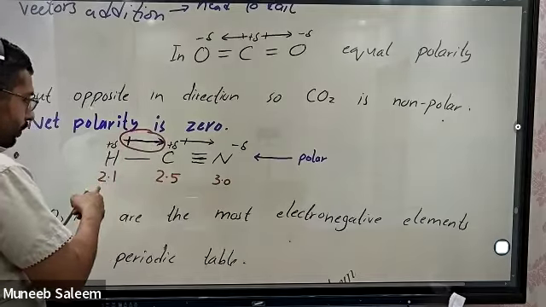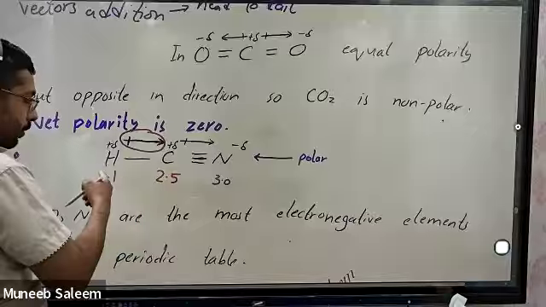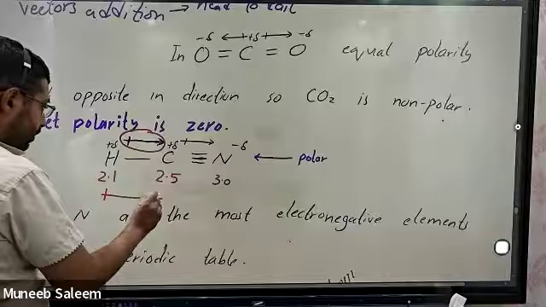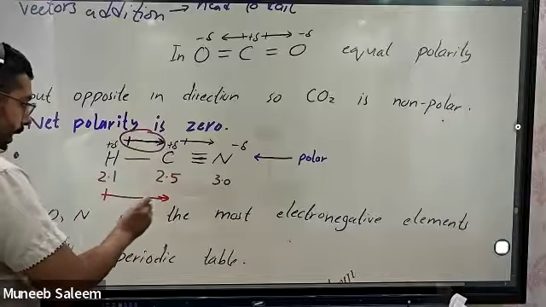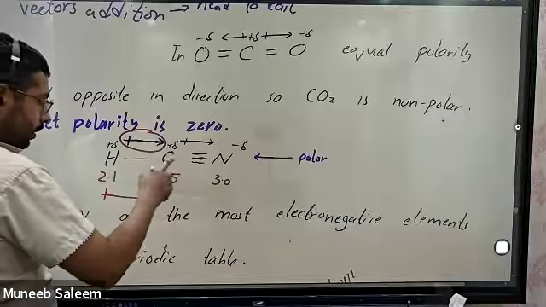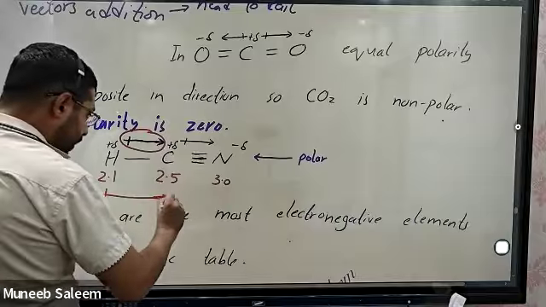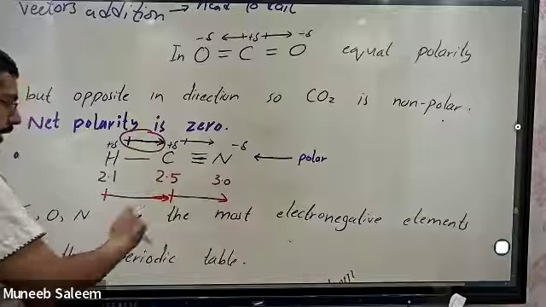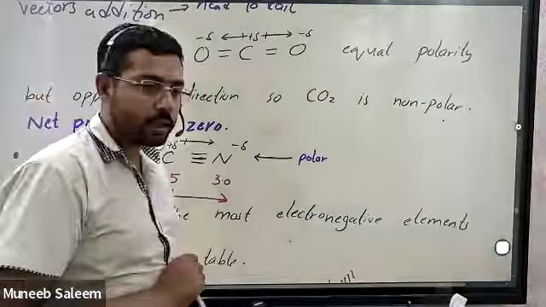As compared to hydrogen, carbon is more electronegative. So the arrow should move in this direction. And when you compare nitrogen to carbon, it is more electronegative. So another arrow will go in this direction. So both the arrows are pointing in the same direction.